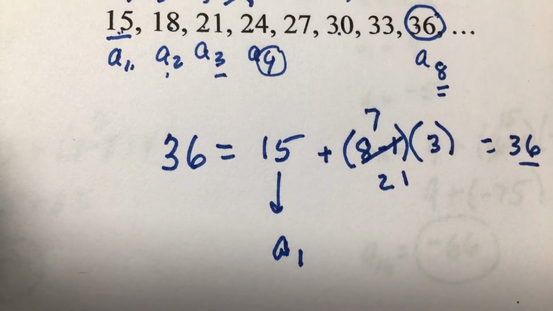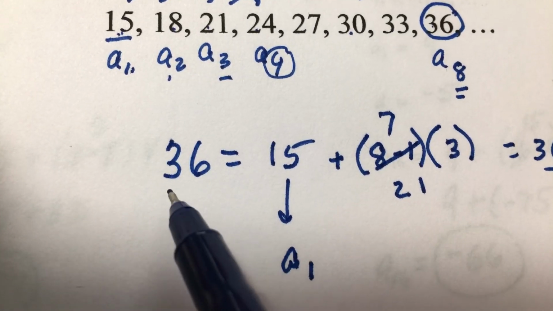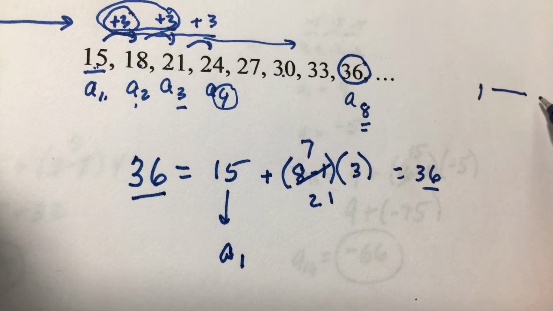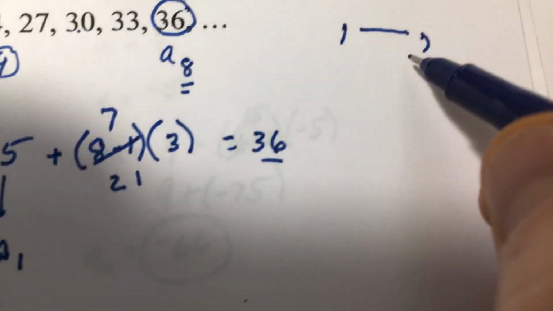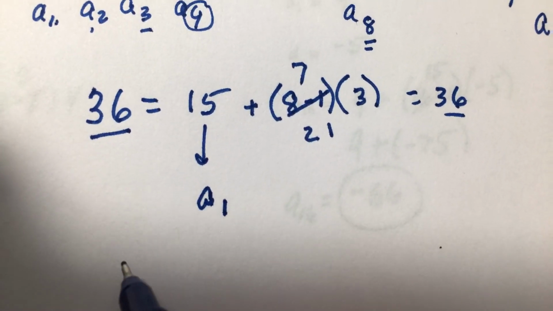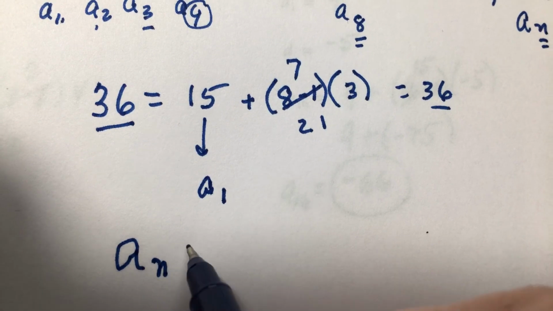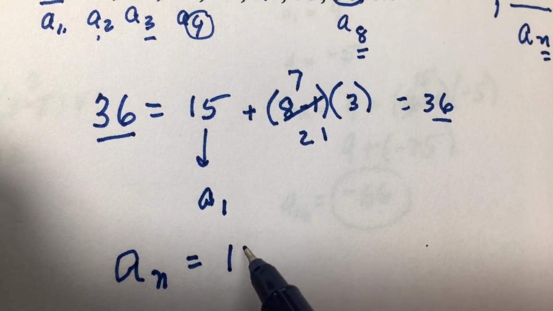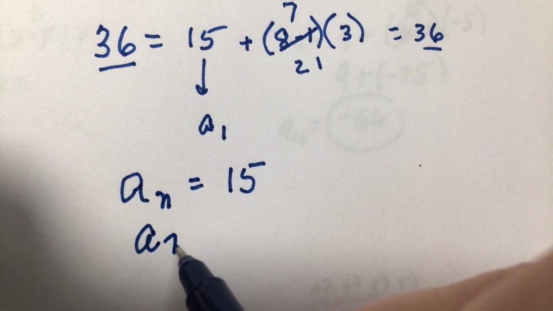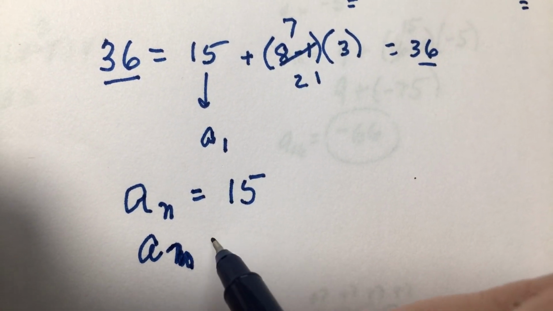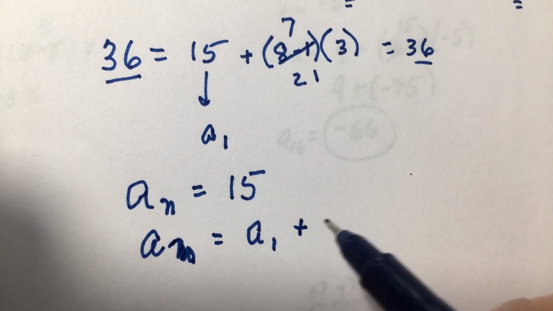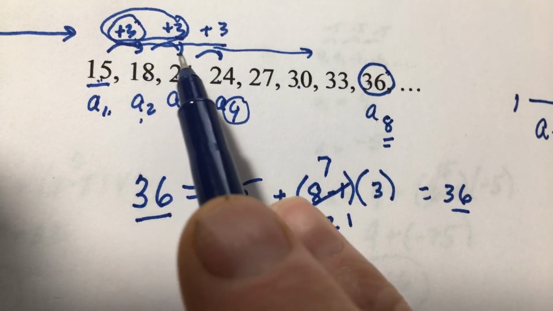So to generalize this, we could simply say, well, what if we don't want to go to 36? What if we want to go way out here to some mystery number that's in our list? We would call it a sub n, some mystery number. Well, how would we get to a sub n? We would start at the first number, whatever it is, and we would start adding these 3's.